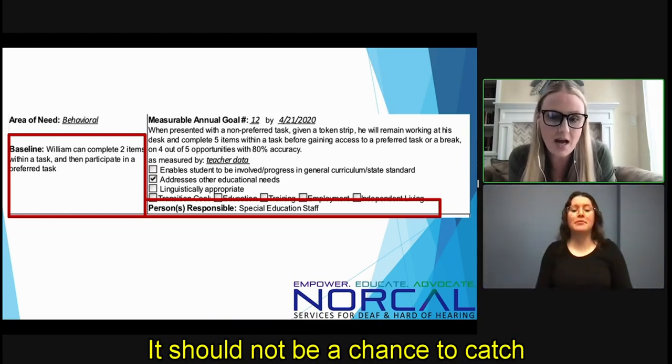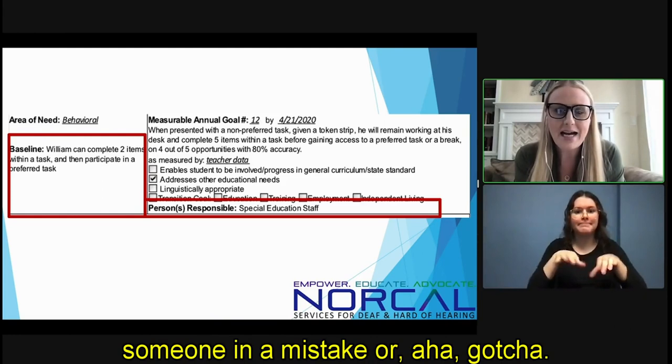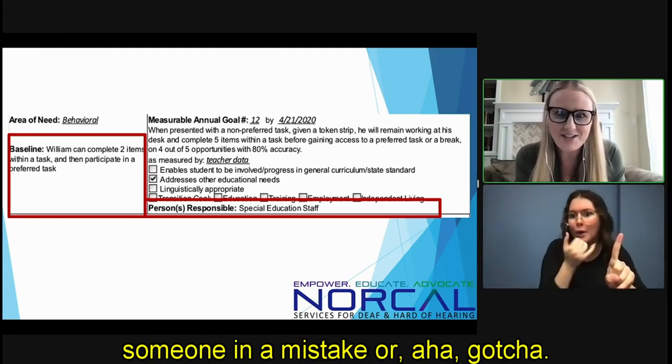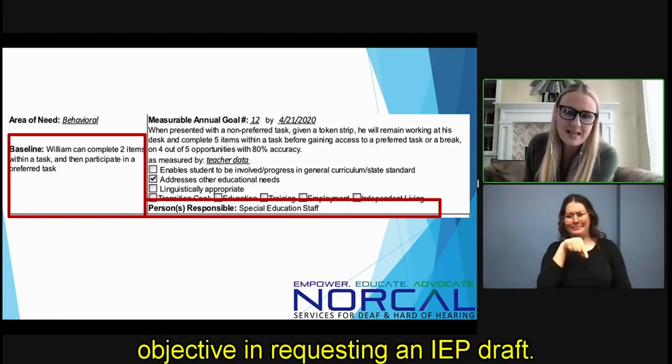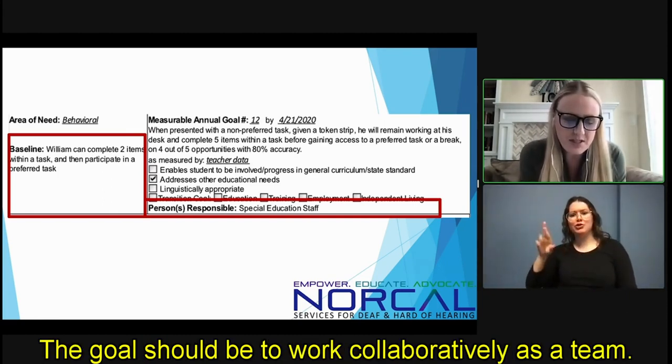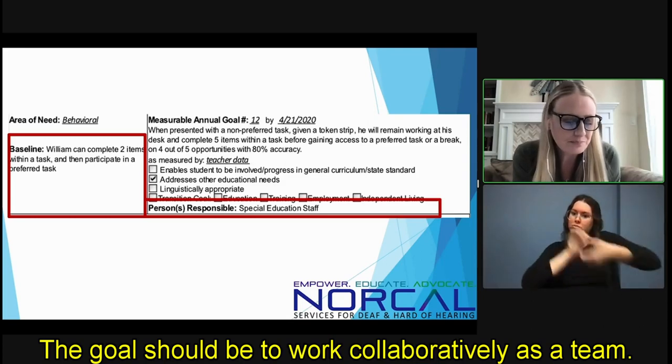It should not be a chance to catch someone in a mistake or aha, gotcha. That shouldn't be your objective in requesting an IEP draft. The goal should be to work collaboratively as a team.